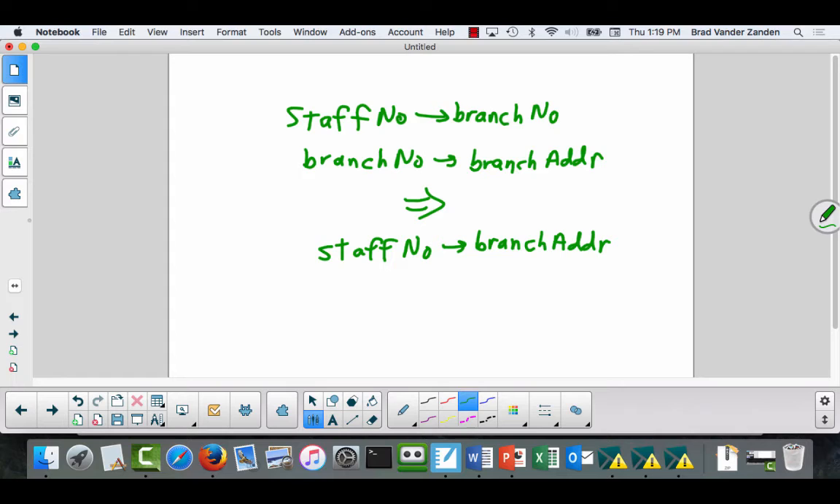And this is also something that we're going to seek to ensure doesn't remain: we're going to seek to move transitive dependencies to their own relations. So in this case, the fact that branch number determines branch address would suggest we would tend to move those two attributes to their own relation.